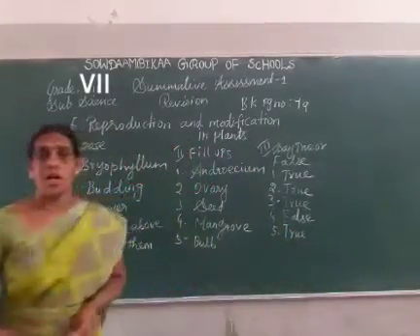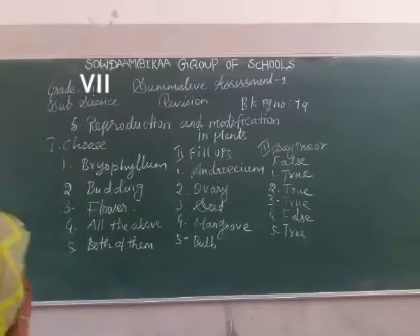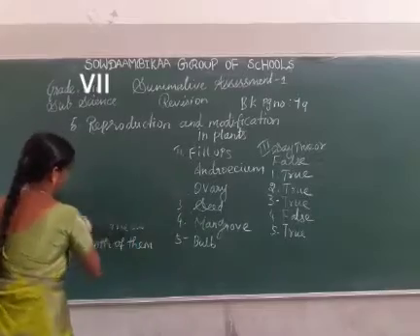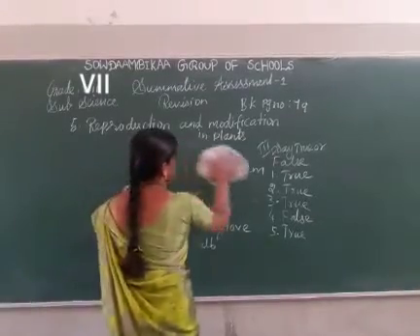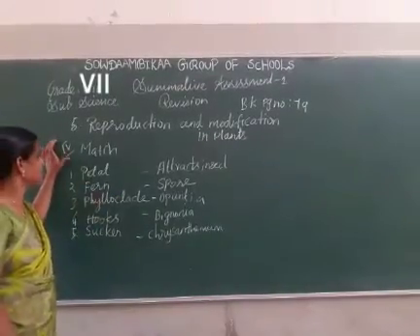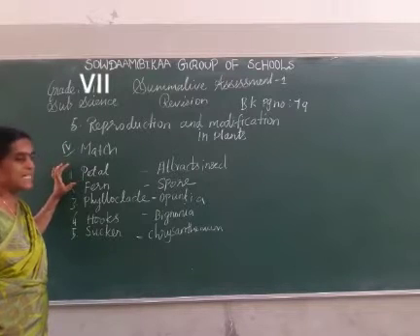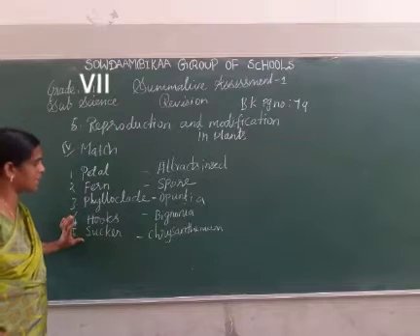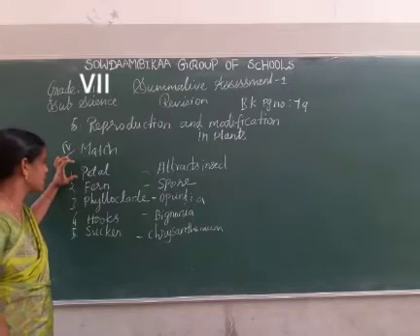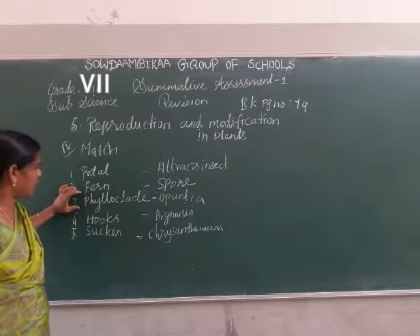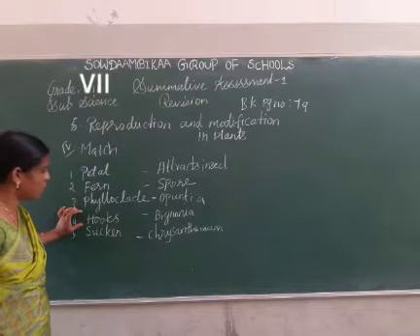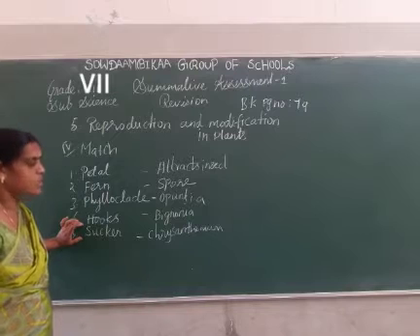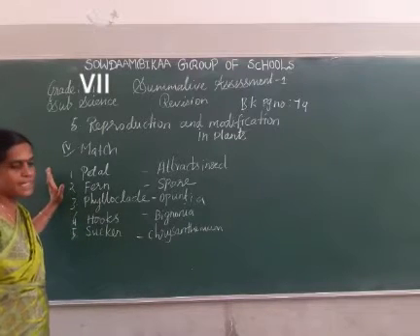Yes, all are marked in your book. Read well. The answers: petal, fawn, phyllocard, hoax, sucker. Petal attracts insects. Fawn, spore. Phyllocard, Neptunia. Hoax, Begonia. Sucker, Chrysanthemum. Okay, these are the correct answers.